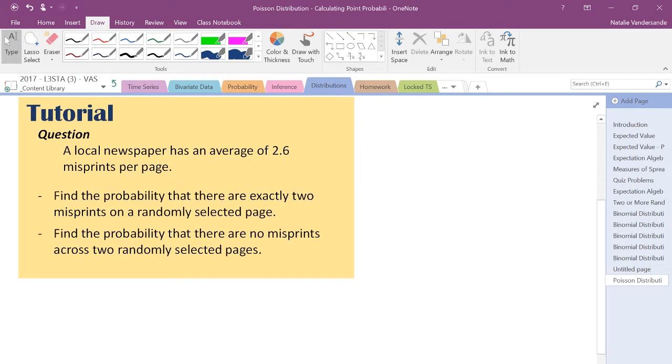A local newspaper has an average of 2.6 misprints per page. Find the probability that there are exactly 2 misprints on a randomly selected page. Now this is a point probability because the question is asking us about exactly 2 misprints. So it's only interested in finding the probability of an individual number, exactly 2 misprints.